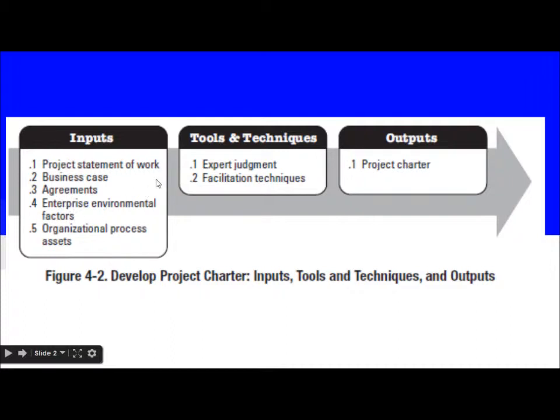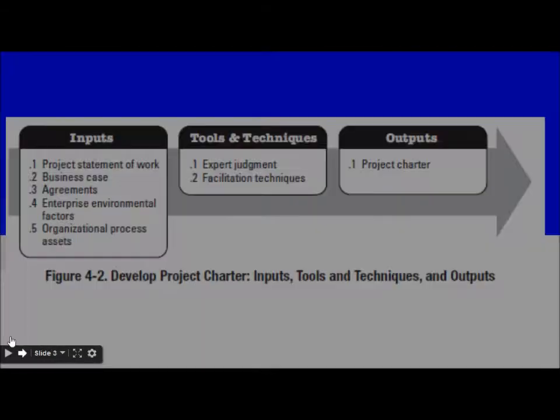Inputs, and these are the inputs, tools and techniques used, and output is project charter. So let's see what all are inputs. Project statement of work, business case, agreements, enterprise environmental factor, organizational process assets. These are inputs. Tools and techniques used are expert judgment and facilitation techniques, and the output is project charter. So let's see one by one what all each of these signify.